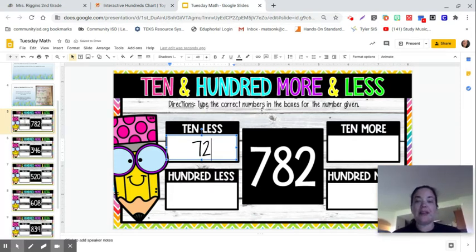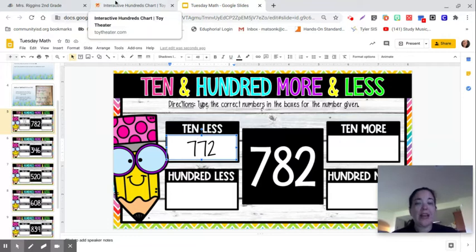Now, what would happen? Is this correct? Is that really 10 less? No. This is the moment where we do have to add that hundreds place on. Because now this seems way more reasonable. 772 is 10 less than 782. Okay, so now we need to do 10 more.